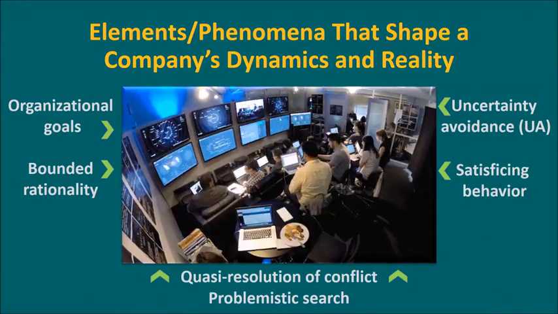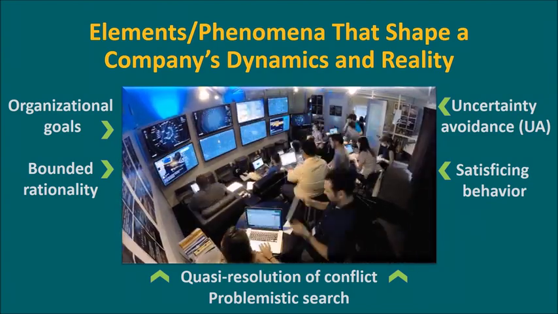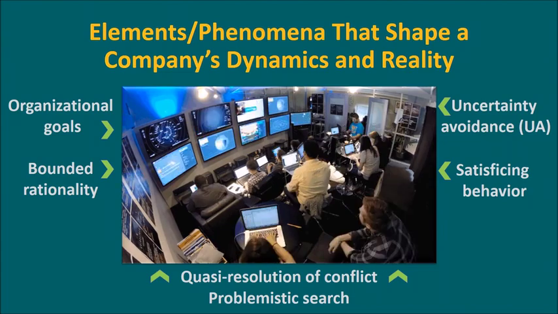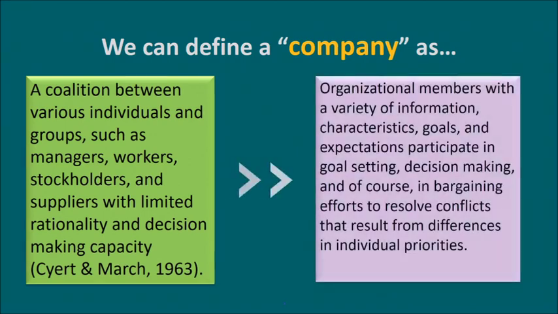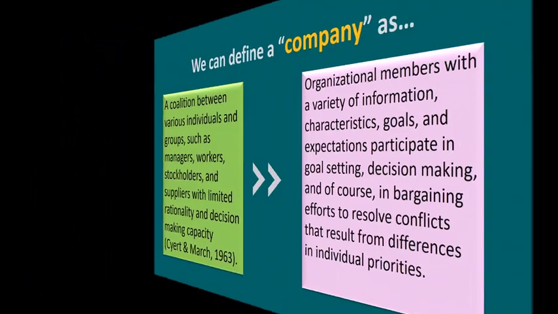All these phenomena and elements that I just shared with you help us better understand the dynamics that shape the reality and performance of all types of organizations. From this information, we can define a company as a coalition between various individuals and groups, such as managers, workers, stockholders, and suppliers with limited rationality and decision-making capacity. So, organizational members with a variety of information, characteristics, goals, and expectations participate in goal setting, decision-making, and of course, in bargaining efforts to resolve conflicts that result from differences in individual priorities.